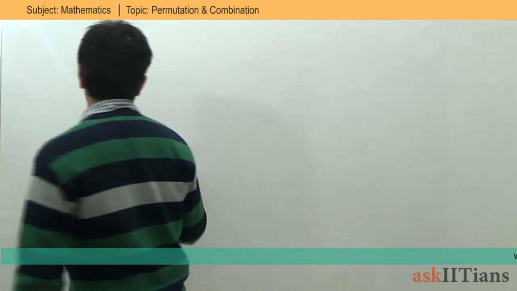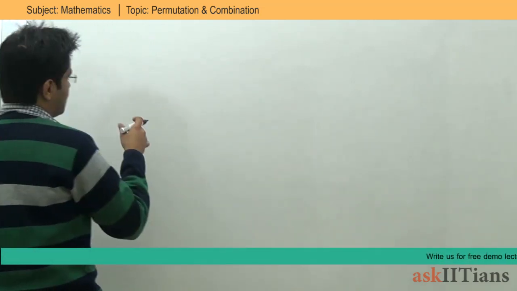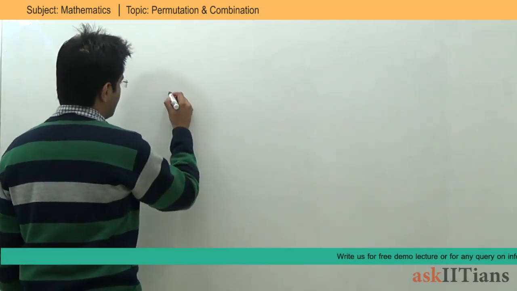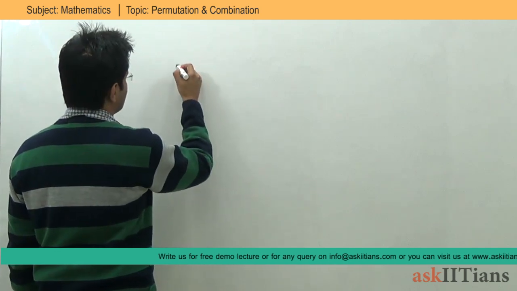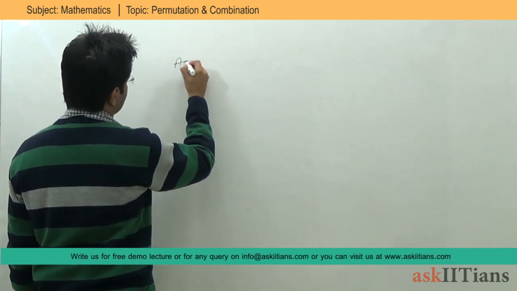Today we are going to discuss a topic called permutation and combination, some of the important concepts related to the topic and some of the questions. Okay, so in permutation and combination, we are going to first deal with arrangements. Suppose we have a word, let's say Ask IITians.